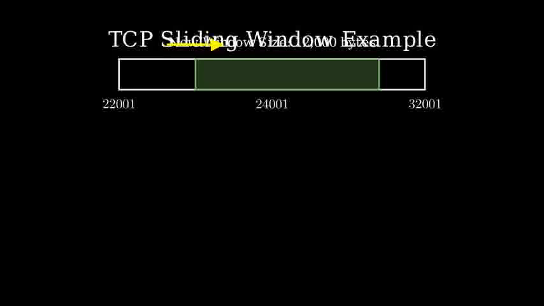Let's compare the before and after states. We can see that our window has both moved forward and grown larger. The window now extends from sequence number 24,001 to 36,001, covering 12,000 bytes.